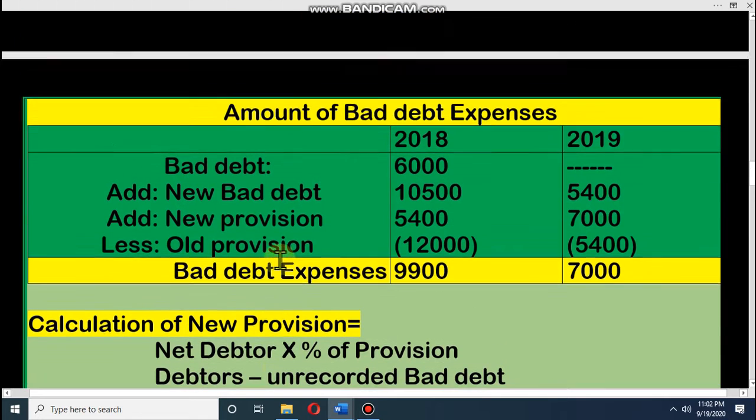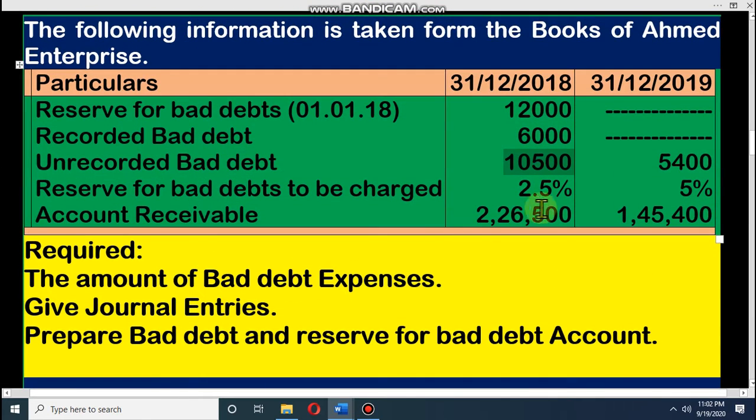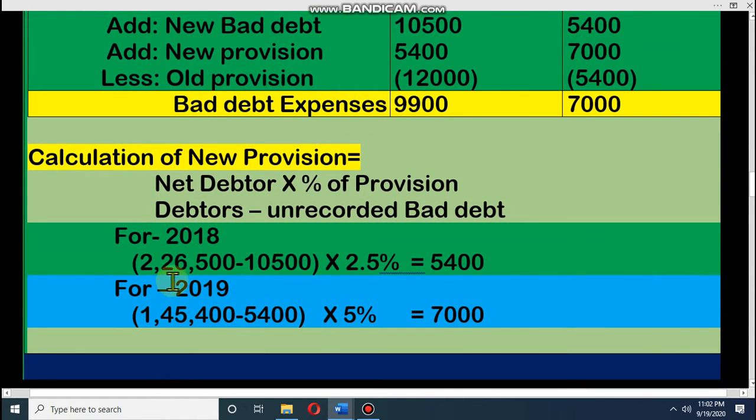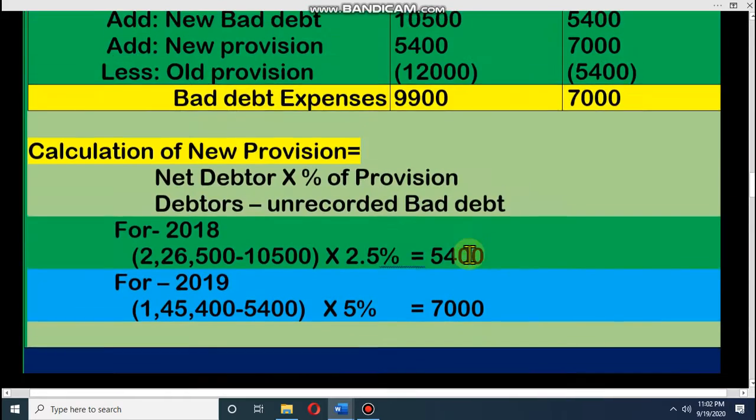So debtor is, look at the question, what is the amount of debtors? 2,26,500, and unrecorded bad debt is 10,500. So the amount of net debtor is 2,26,500 minus 10,500, and the rate of new provision is 2.5%. It is 5,400. Let's come to the calculation.